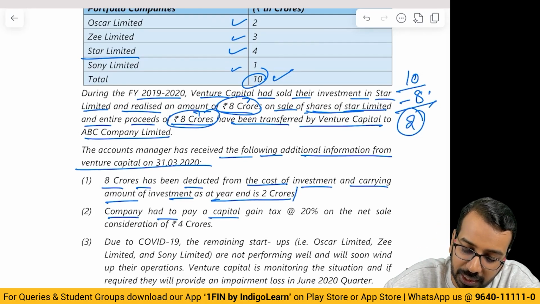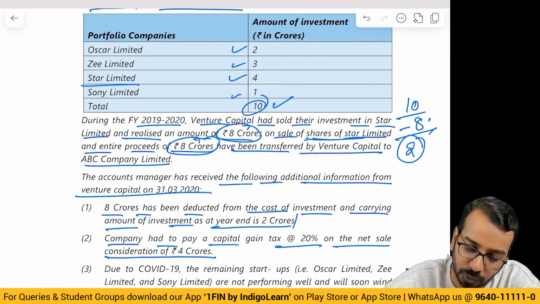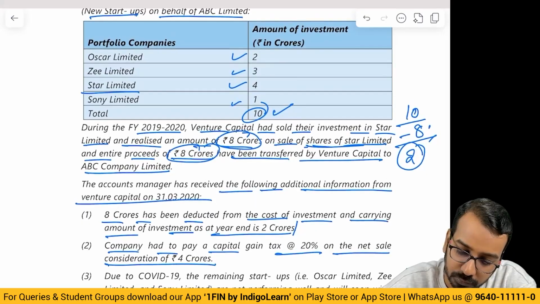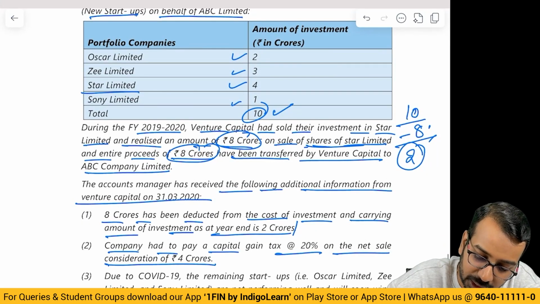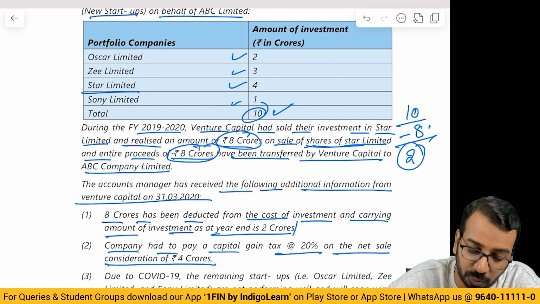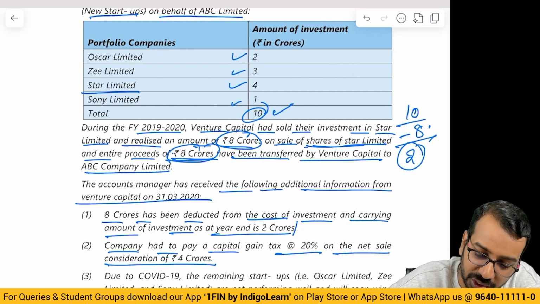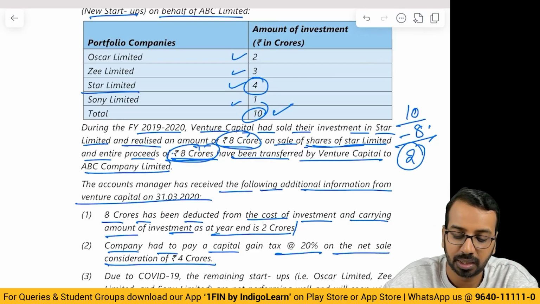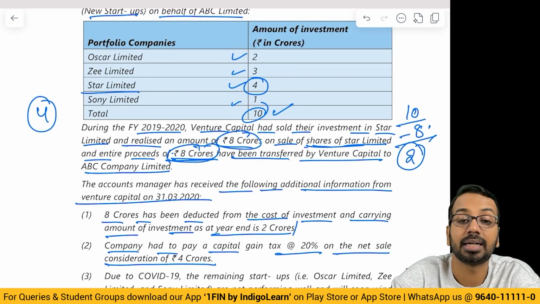Company had to pay capital gain tax of 20% on the net sale consideration of 4 crores. So what they have done is the company has to pay tax. In the books, it is differently accounted. For tax, 8 crores is the sale proceeds, 4 crores is the cost. The difference, 4 crores, tax has been paid.